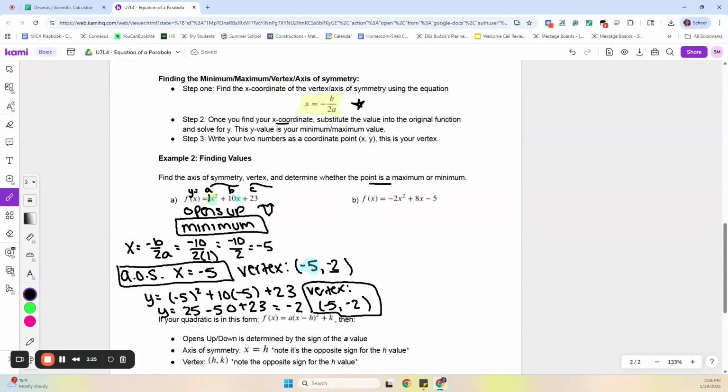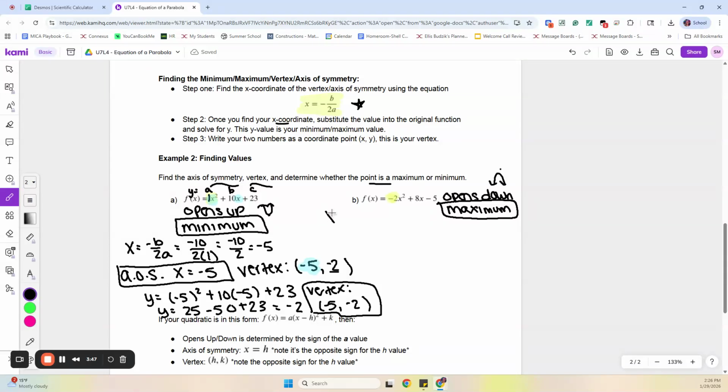Same thing with the next one. For the next one, I'm going to determine whether it opens up or down first. Because this is a negative, that means it opens down. So it looks like this, which means it has a highest point, or a maximum. So it has a max.